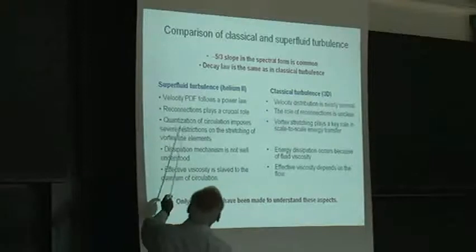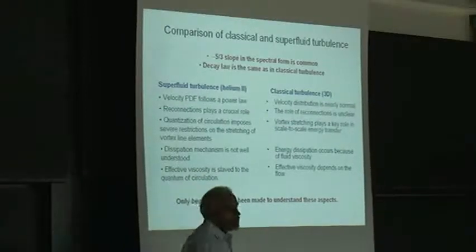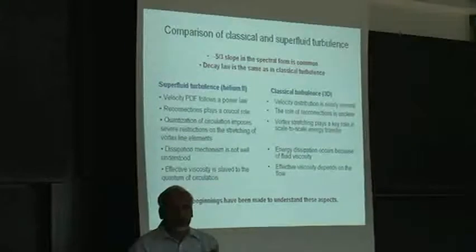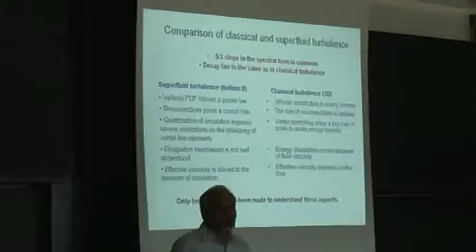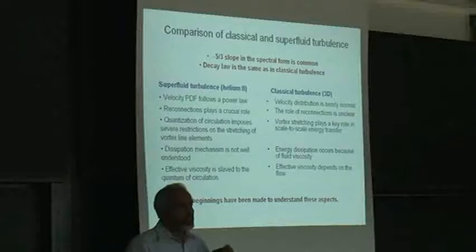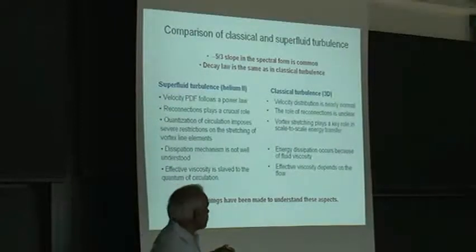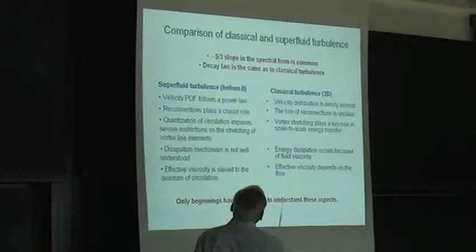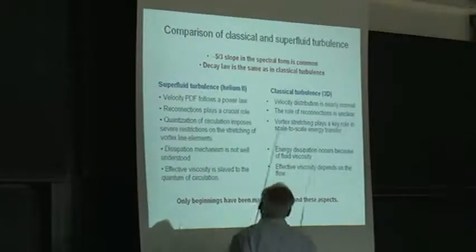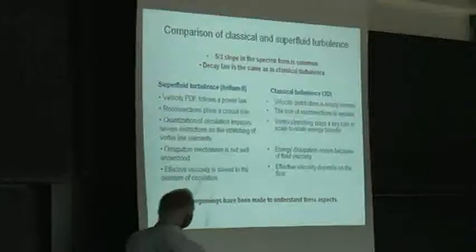And quantization of circulation imposes severe restrictions on the stretching of vortex lines, because if you stretch a classical vortex line, for instance, you know that it will spin faster and faster the more you stretch, whereas you cannot do that here. Quantization imposes severe restrictions on what you can do. And vortex stretching, we know, plays a very important role in energy transfer. The dissipation mechanism is not well understood.